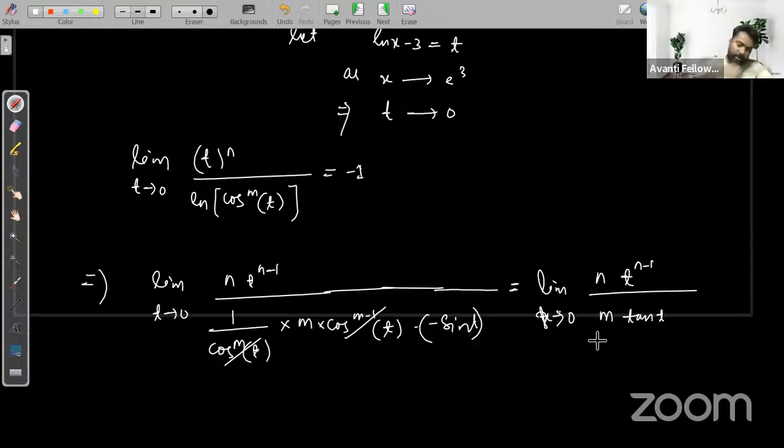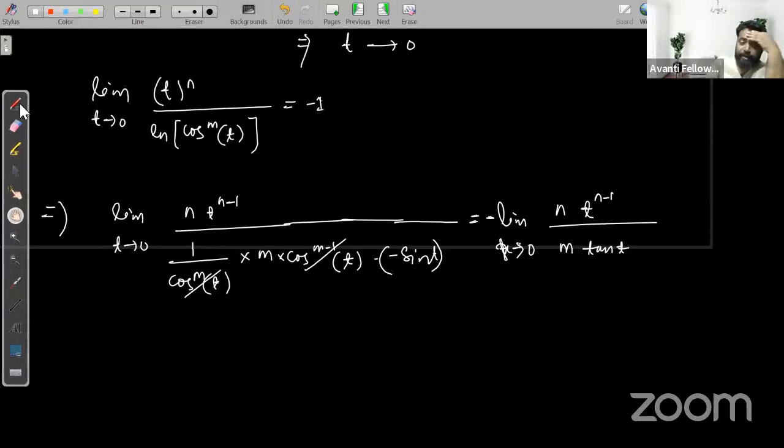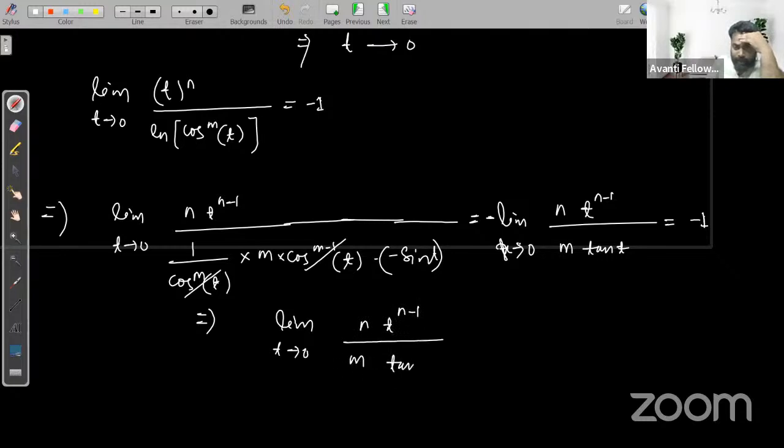So m into tan of t. The minus we have already left. Okay, m into tan of t, and it is given as minus 1. So minus minus will be cancelled out. So finally, limit t tending to 0 n into t to the power n minus 1 divided by m into tan of t is equal to 1.